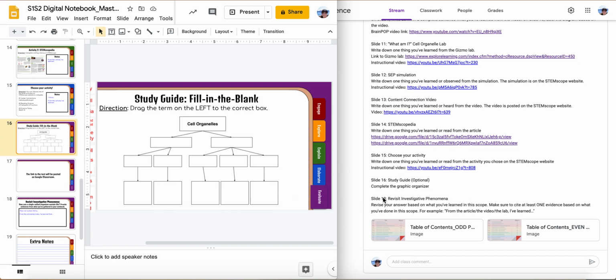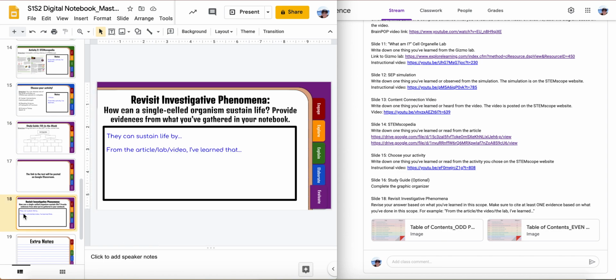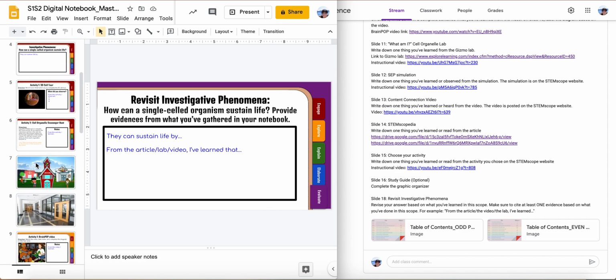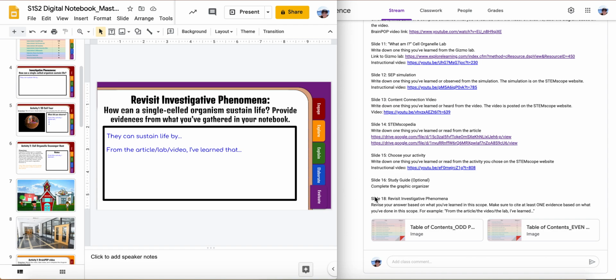And last but not least, slide 18. On slide 18, you are going to revise your answer. This is the same question as slide number 4 at the very beginning. You will revise your answer and answer this question one more time based on what you have learned in this scope. Make sure to cite at least one piece of evidence based on what you have learned in this scope. For example, from the BrainPop video, I have learned, or from the STEMscopedia article, I have learned such and such. And thus, you want to relate back to the answer that you have.